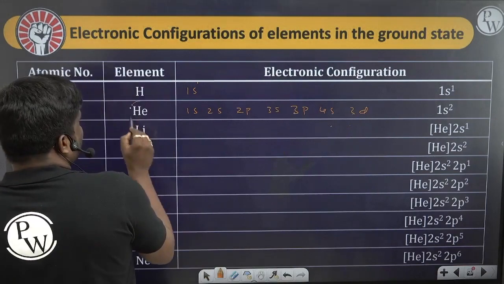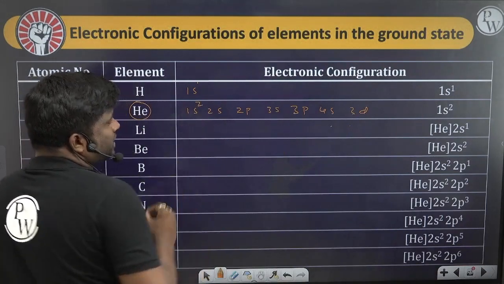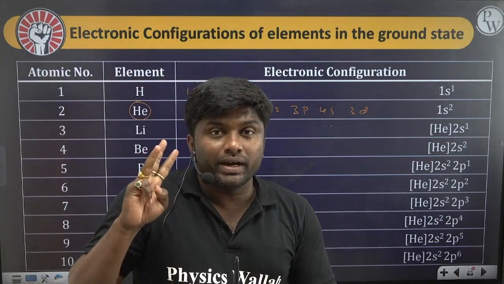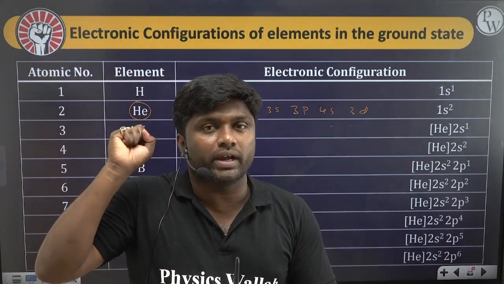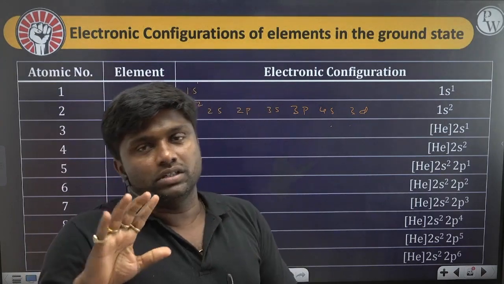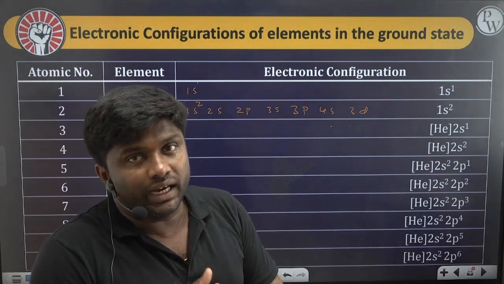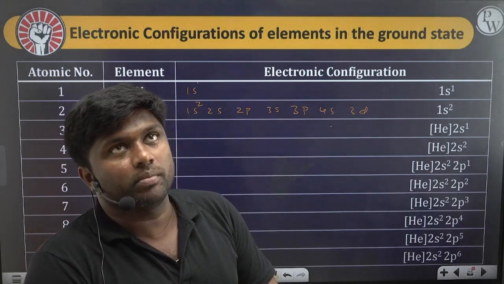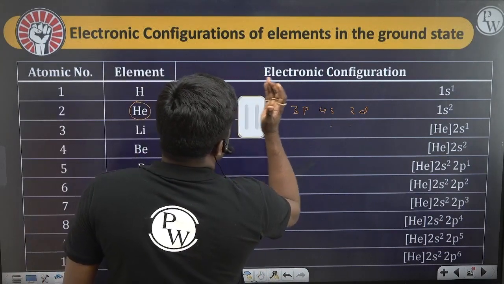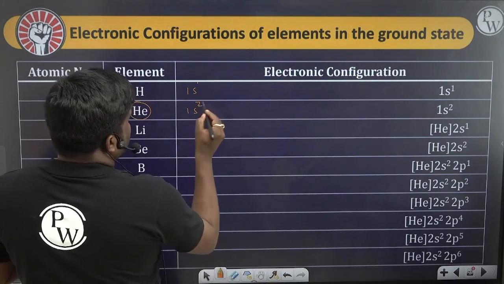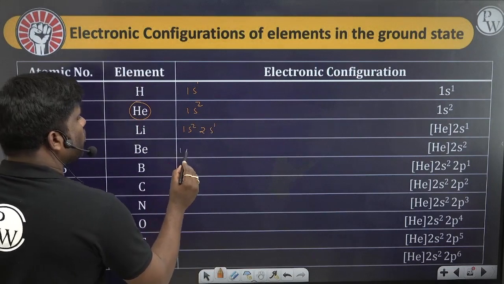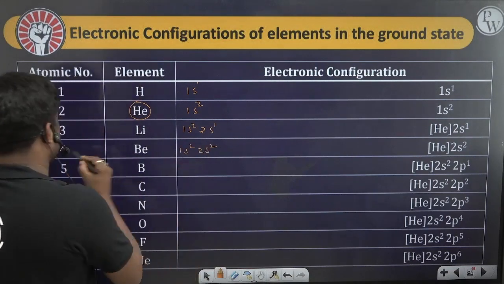But atomic number of helium is 2, so 2 electrons are present. S orbital can accommodate maximum 2 electrons. P orbital can accommodate 6 electrons, D orbital can accommodate 10 electrons, and F orbital can accommodate 14 electrons. S2, P6, D10, F14. So we will be removing this thing. Next, here this one will be 1s2, 2s1, then 1s2, 2s2, 4 electrons over.